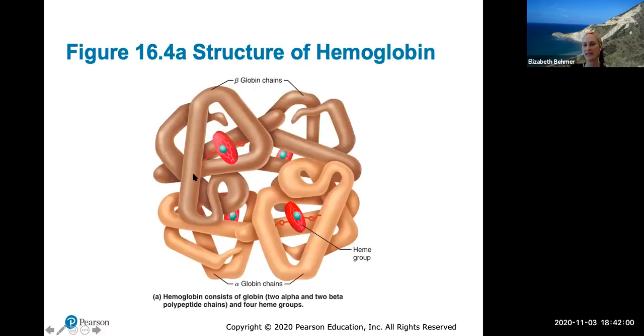So here is a hemoglobin structure. It's made up of these 4 chains, these 4 globin chains, 2 alpha and 2 beta. And then each heme group within each chain can bind 1 oxygen. So this just means that 1 hemoglobin molecule can bind 4 oxygens because there's 4 chains to it.